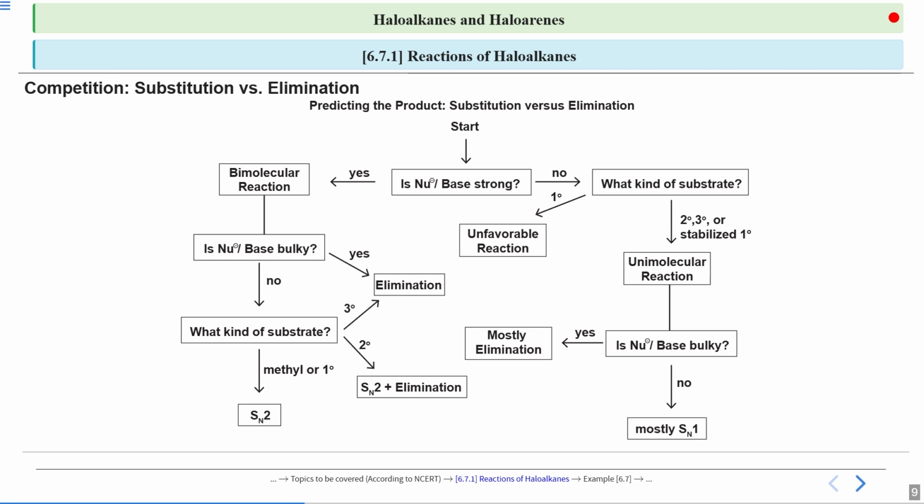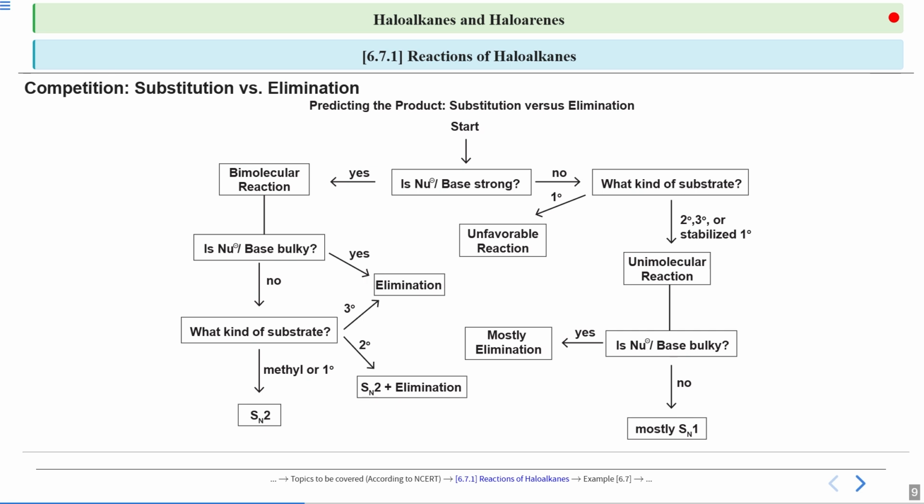And the formation of carbocation is also happening in the first step, and the rate of this reaction depends only on the concentration of alkyl halide. Remember? So if your nucleophile or base is not bulky, then the reaction will follow the SN1 mechanism and the substitution reaction will happen. Okay. So this is the flow chart which is helping you in predicting the product.